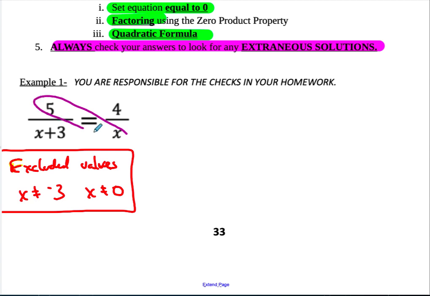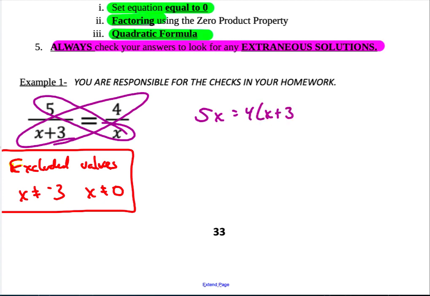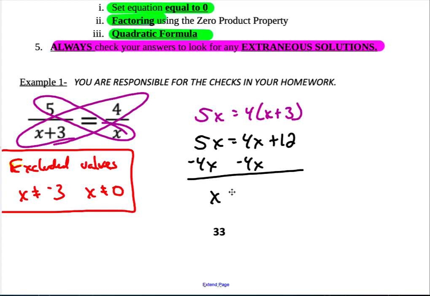Then we go ahead and do our cross products. 5 times x is 5x. 4 times x plus 3. So 5x is equal to 4x plus 12. We subtract our 4x to the other side, and we get x is equal to 12.